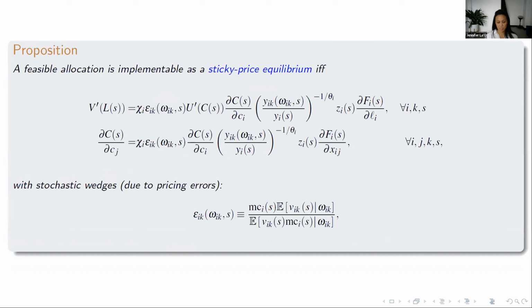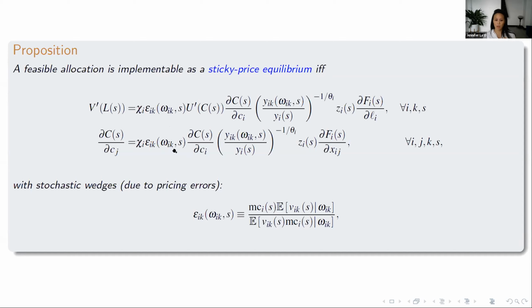Now let's consider what happens in a sticky price equilibrium. If you take a sticky price equilibrium, you basically get these sets of conditions, and what these conditions say are the following. Now you have that the marginal rates of substitution are equal to the marginal rates of transformation, subject to two wedges. One was the wedge we had before that's coming from the monopolistic markup as well as taxes, but now you get this other wedge, which looks like a stochastic markup, these epsilons, and these are due to individual firm pricing errors. So now you can see that these depend on omega ik.